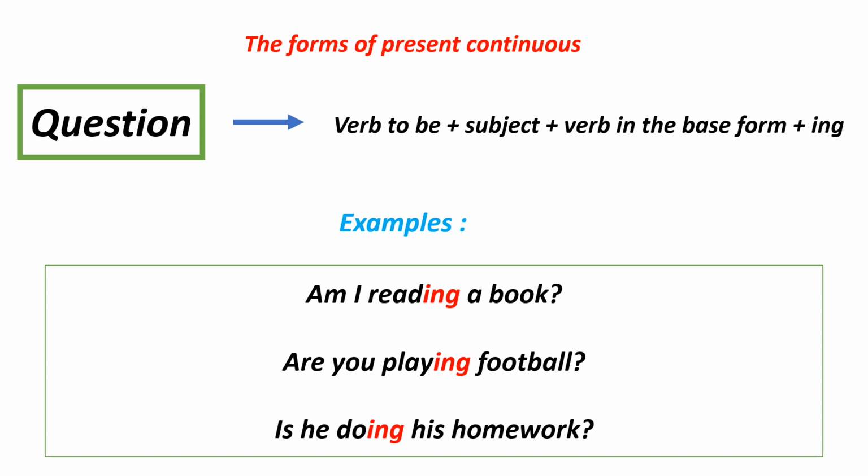It's rare that we ask ourselves a question with a verb. For example, am I reading? Am I eating? It's rare. We can say, am I invisible? An adjective, probably, but with a verb, it's rare that we use it. Just an example. Am I reading a book? Am is a verb to be. I, it's a subject. Read, it's a verb in the base form. Then ing. And don't forget the question mark.